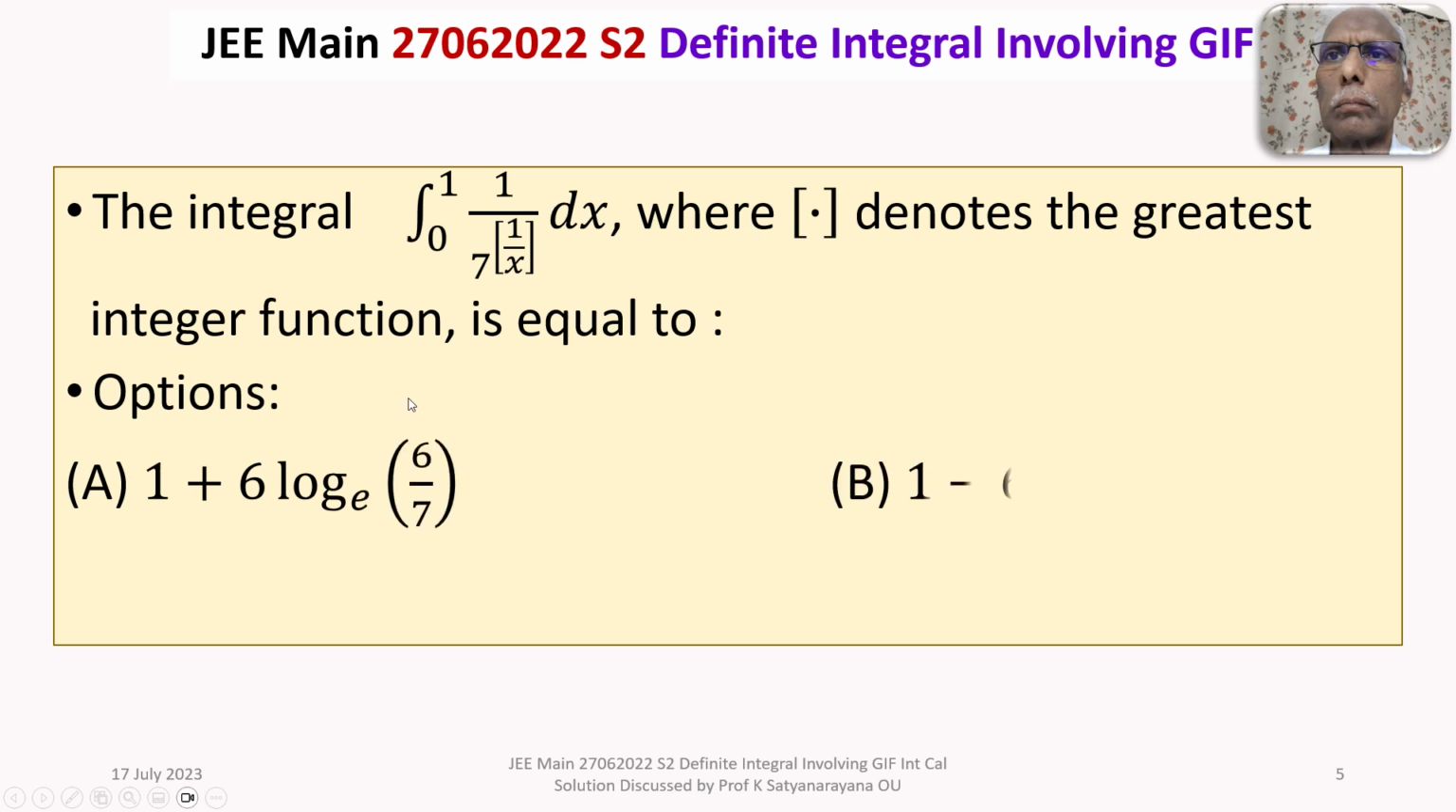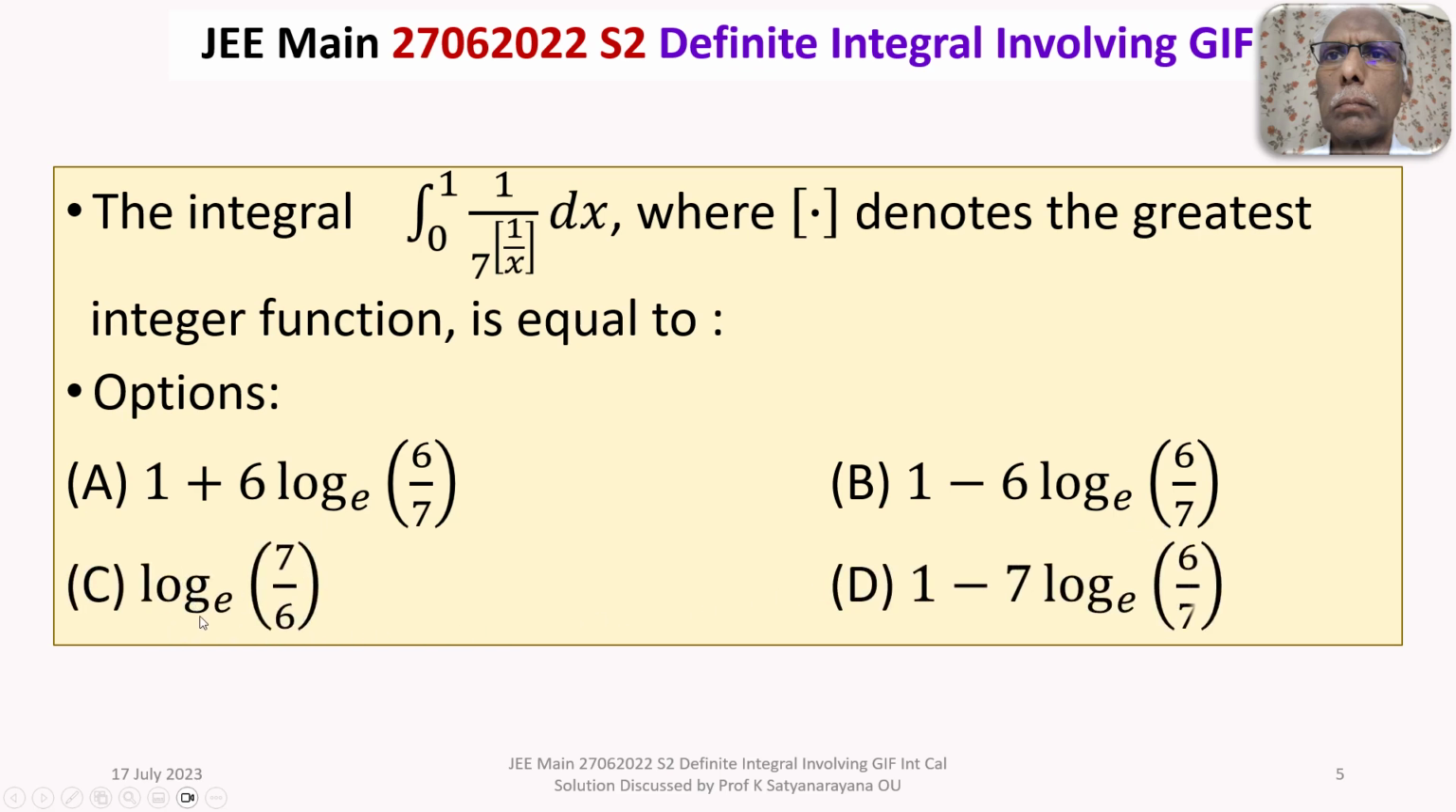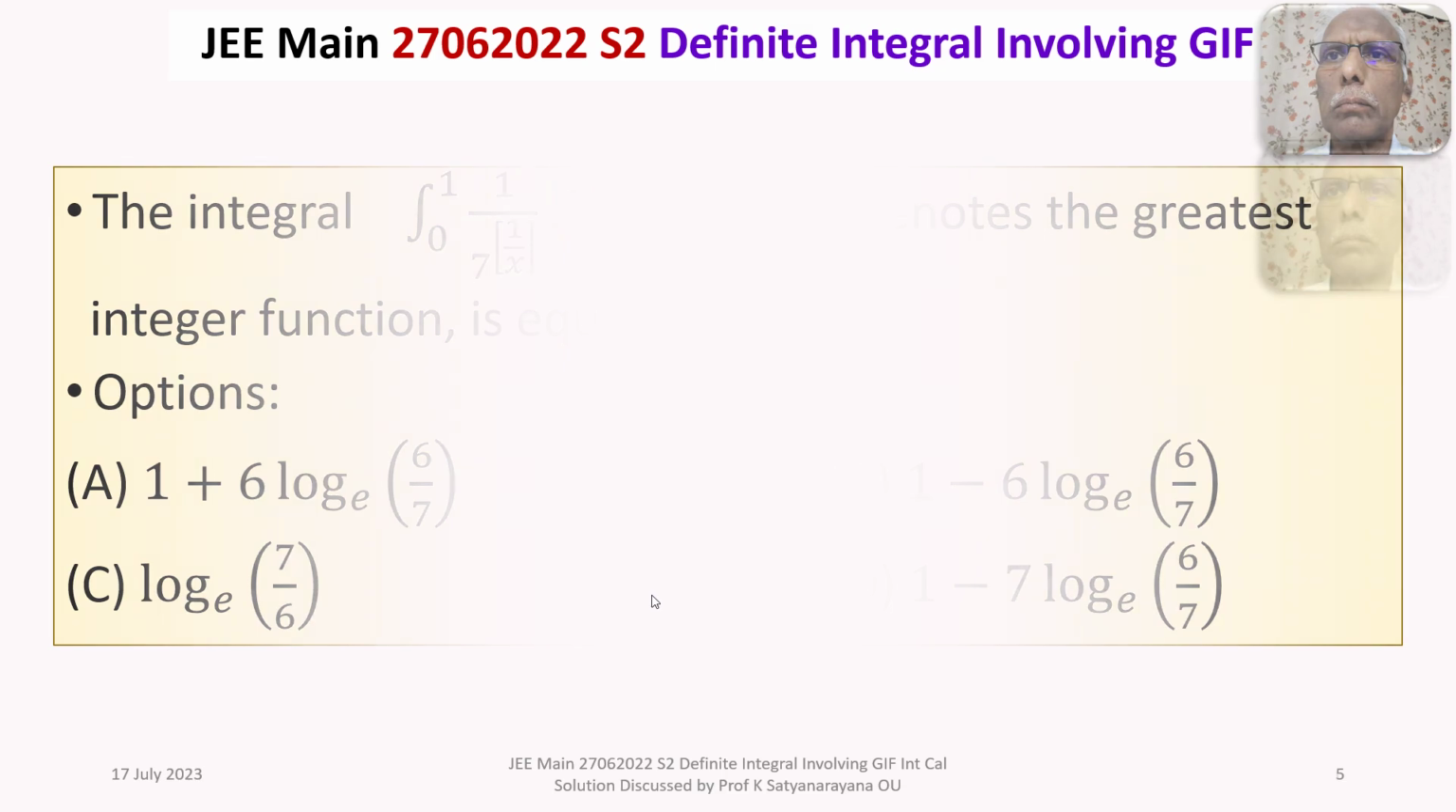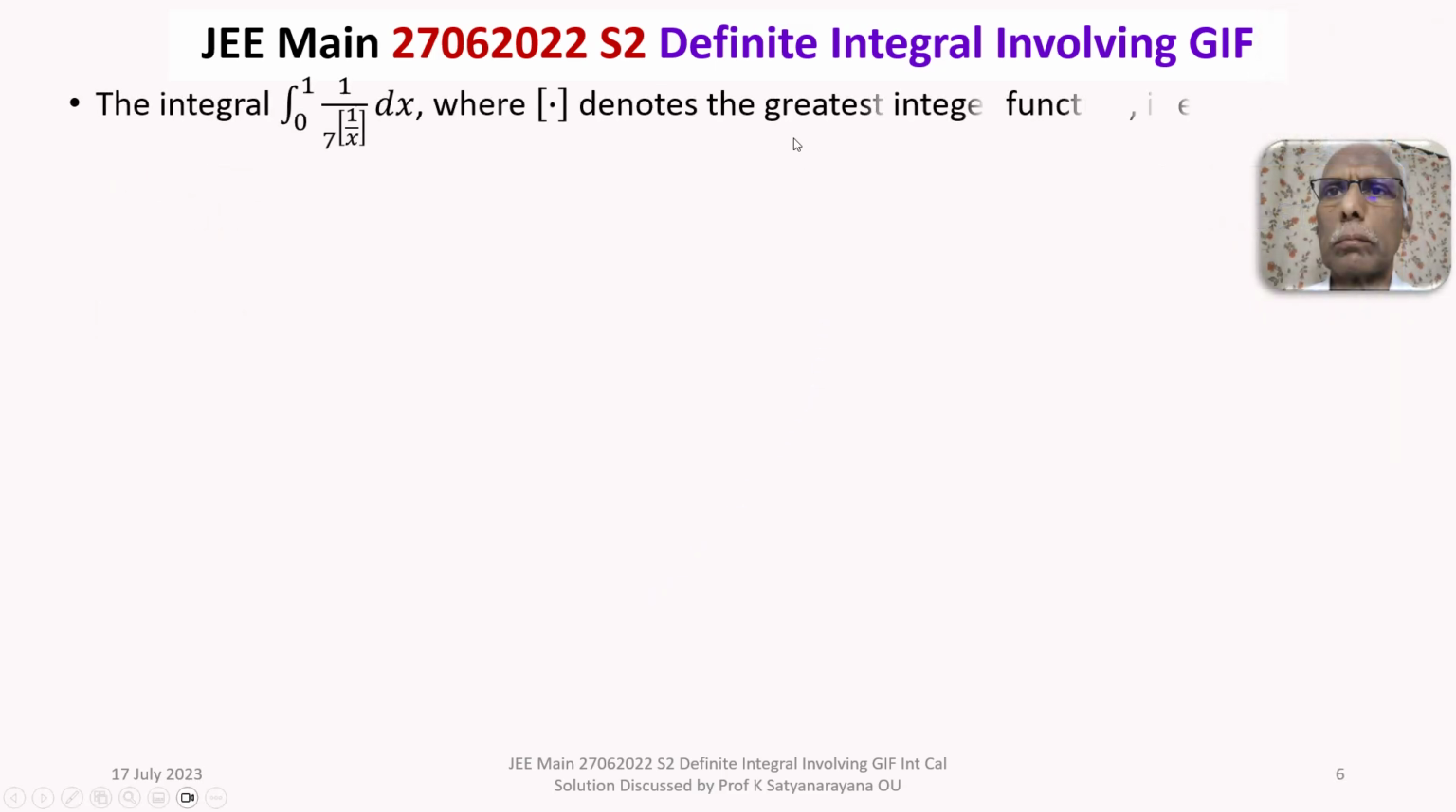We are given four options. Option A, 1 plus 6 log 6 by 7 to the base e. Option B, 1 minus 6 log 6 by 7 to the base e. Option C, log 7 by 6 to the base e. Option D, 1 minus 7 times log 6 by 7 to the base e. That is the given question to us. Let's now discuss the solution of the problem in detail.